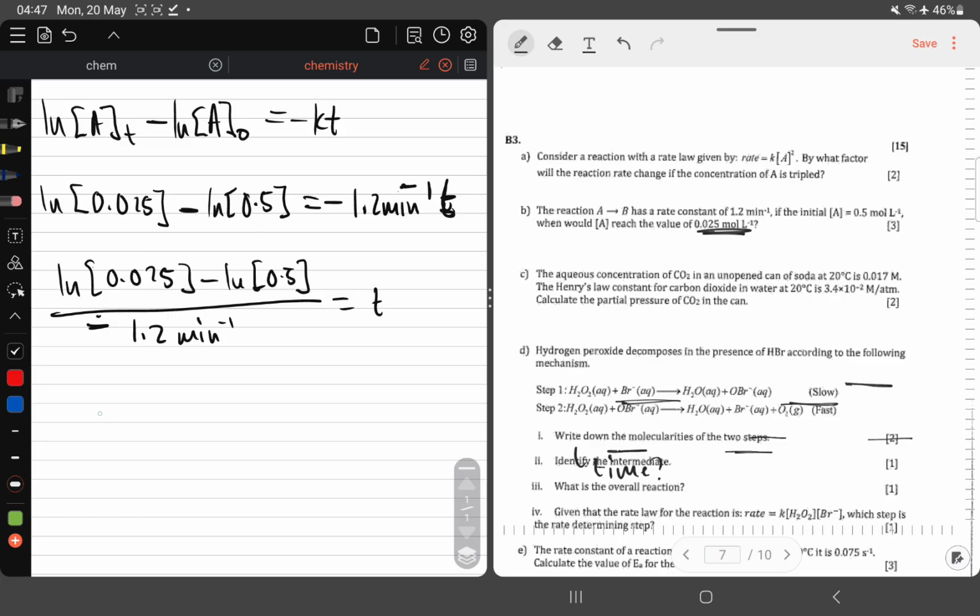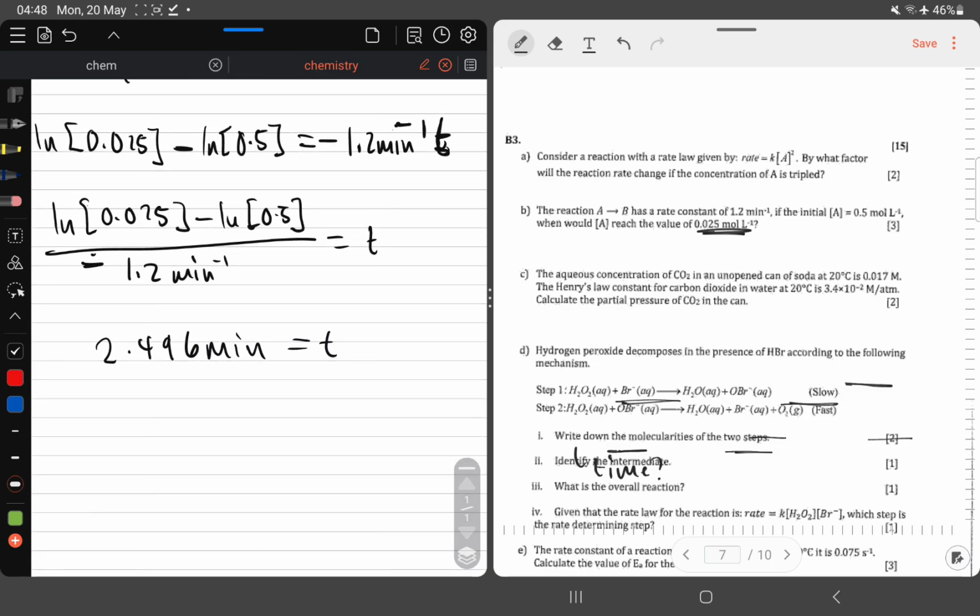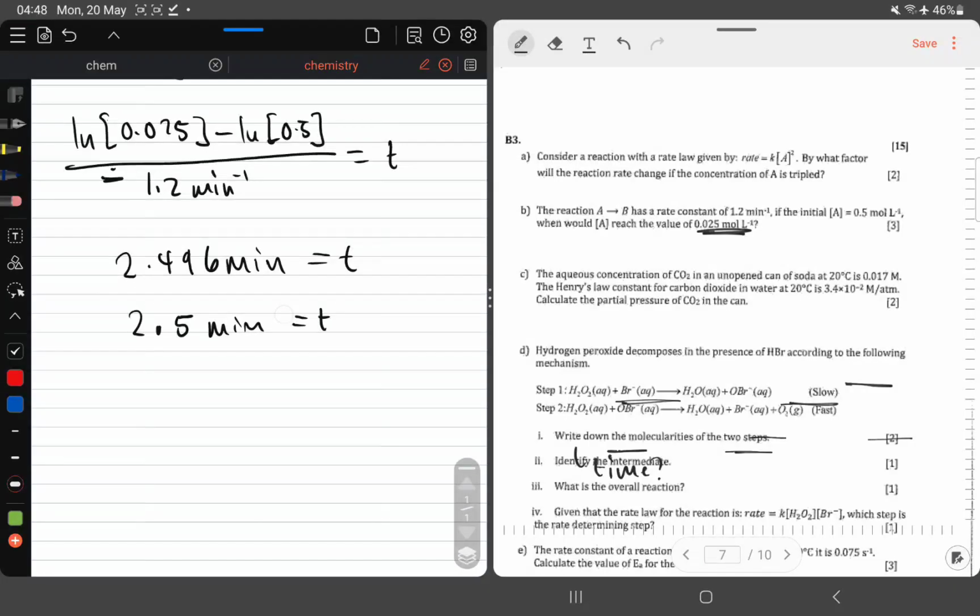The solution would be 2.496, and we know that it would be minutes, because we had this in minutes. So this would be about 2.5 minutes. So 2.5 minutes is equal to time. So it takes about 2.5 minutes. Then we go to part C.